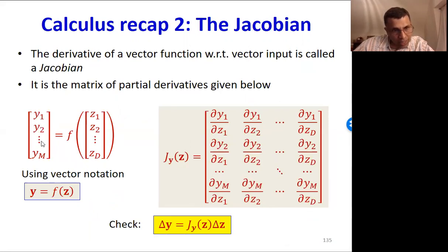If y is an m component vector and z is a d component vector, then the derivative of the individual y's is going to be a 1 cross d row vector. So the Jacobian itself is going to be m cross d. Now, hopefully this explains what the structure of the Jacobian is and where it comes from.